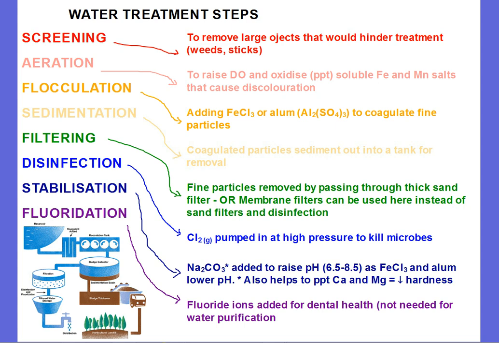You've got aeration, which raises DO, and also oxidizes some ions, such as iron and magnesium, to make them become precipitates, which then can be sedimented or filtered out. You've got flocculation, which is adding chemicals like iron(III) chloride, or alum, which is aluminium sulfate, and that helps fine particles to coagulate so they can be sedimented and filtered.